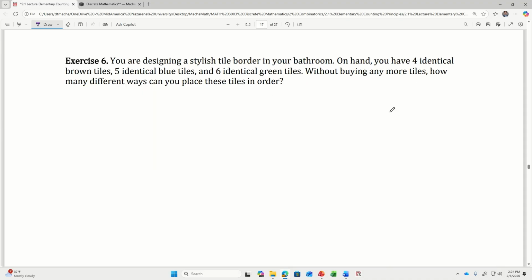This says that you're designing a stylish tile border in your bathroom. On hand, what do you have? 4 identical brown tiles, 5 identical blue tiles, and 6 identical green tiles. And I cannot tell the difference between blue tiles. I can't tell the difference between green tiles. And so what I need to do is get the total number of tiles, which is 15, and say I'm going to sort these 15 tiles into buckets, right? Are they going to be brown, blue, or green? And this is a partitioning of the set. And so that's how you count them up.